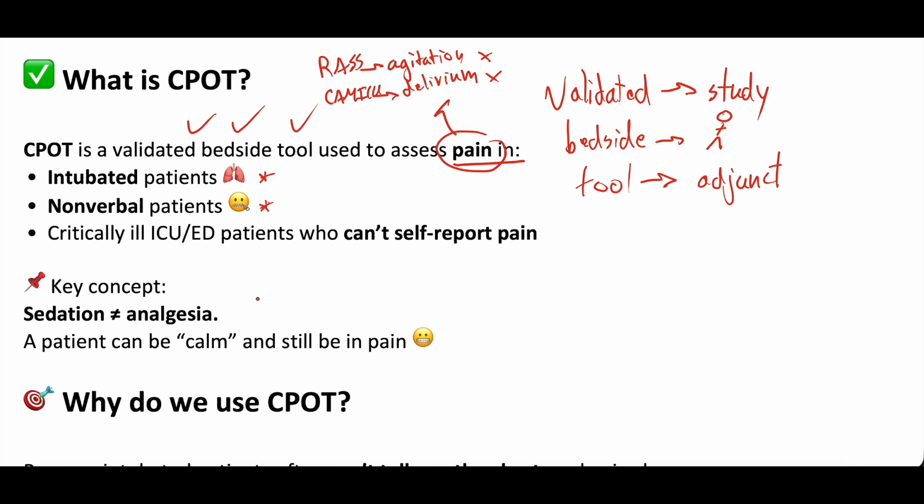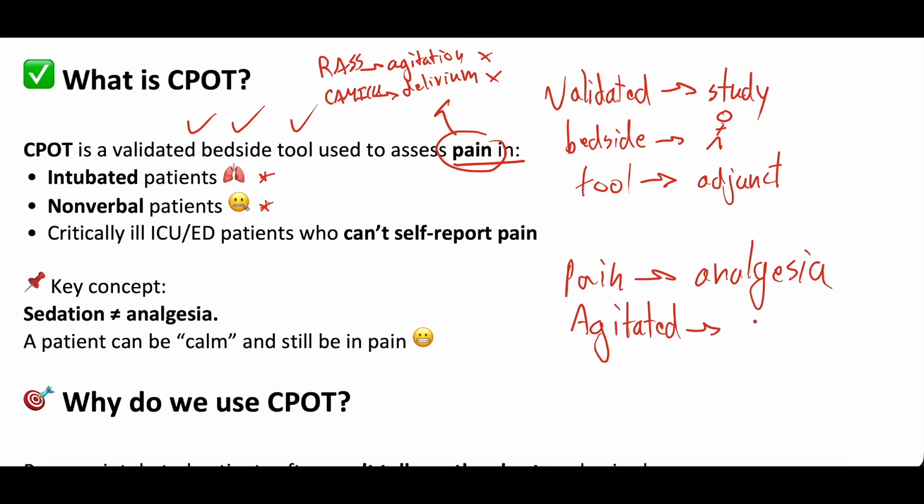Okay, so key concept: sedation does not equal analgesia, right? If you're in pain, the treatment is, well, other than also discovering why they're in pain, analgesia. If you're agitated and it's not because of pain, the treatment might be sedation. And if you're delirious, the treatment, although maybe related to these 2 things, is not necessarily those 2 things. So all these are separate syndromes that we approach differently.